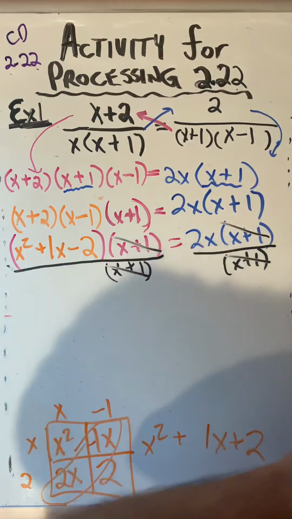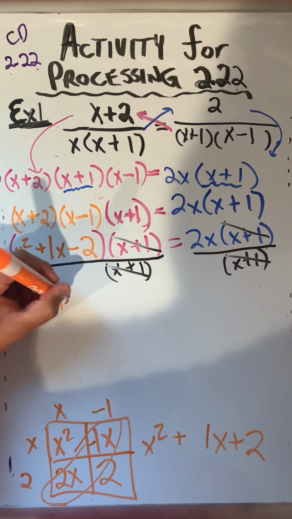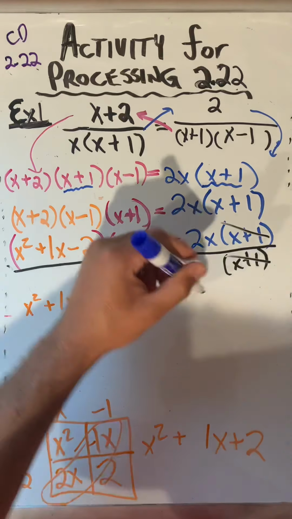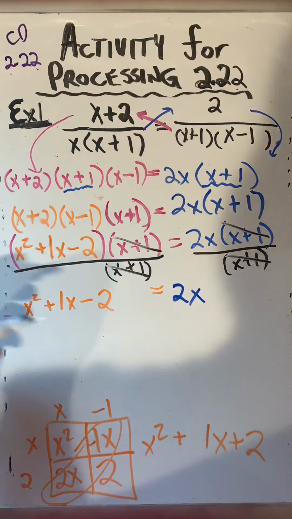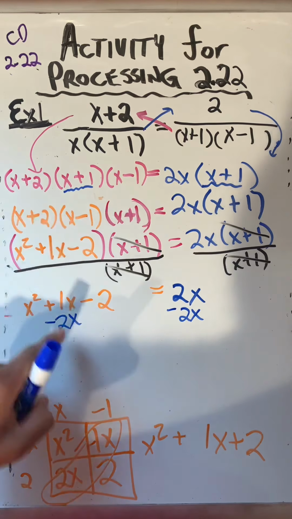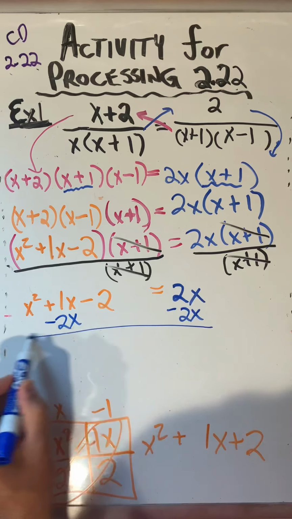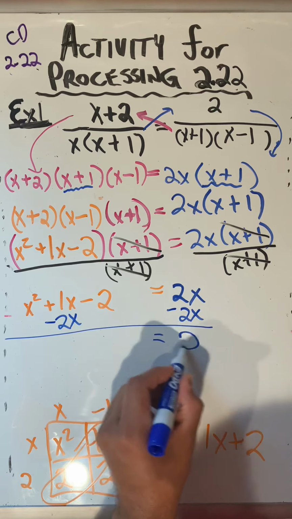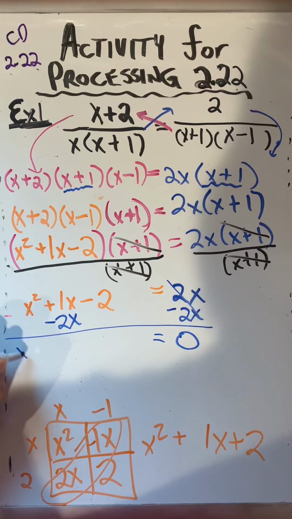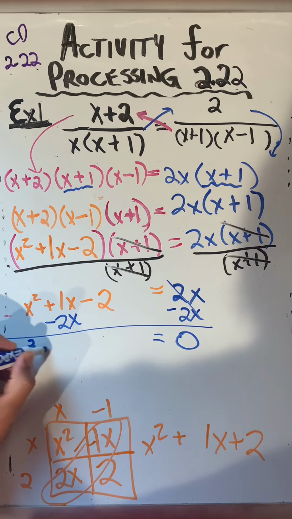Okay. So let me go ahead and write this down. I have x squared plus 1x minus 2 equals 2x. Now, what I'm going to do is subtract 2x from both sides. You notice that I'm going to write the 2x beneath the 1x here. They're like terms. 0. These two cancel out. Put a small slash there to indicate that those two values were inverses and equate to 0.